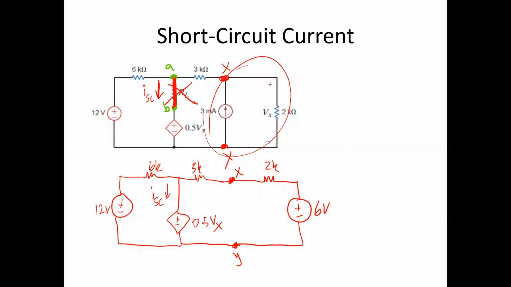Now, the only thing you have to be careful of, though, is what is Vx? Vx is not the voltage across the 2K ohm resistor in this position, because remember, you have to think of voltages in terms of their nodes. Nodes are the only things that get preserved when you do a source transformation or a lot of these other combinations. And so Vx is actually the voltage across from X to Y. So this is going to be our voltage value, Vx.